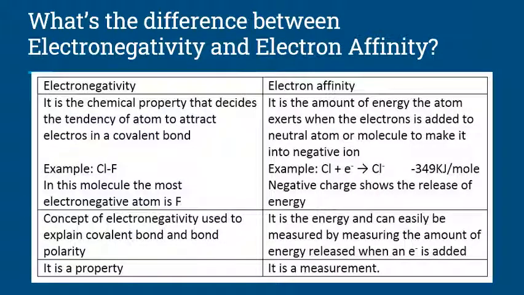Our last two periodic trends sounded kind of similar to each other, so we're going to review a little bit of the differences. So electronegativity is really a property that determines the tendency of an atom to attract electrons to itself. Whereas on the other hand, electron affinity is the amount of energy that is released when an electron is added to a neutral atom. So that is a measurement of energy that can be experimentally observed and calculated.